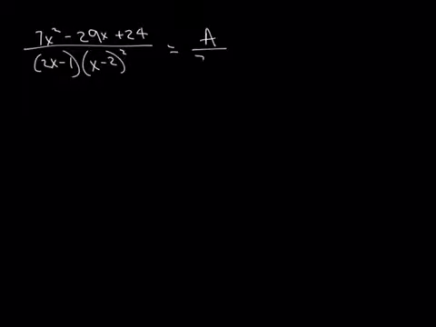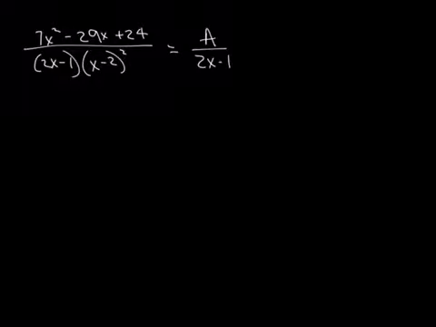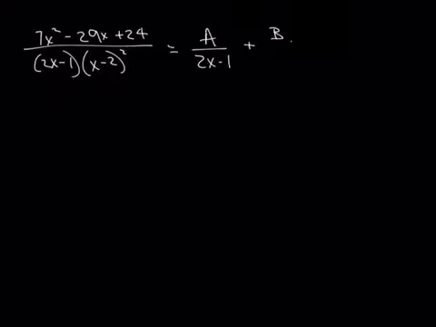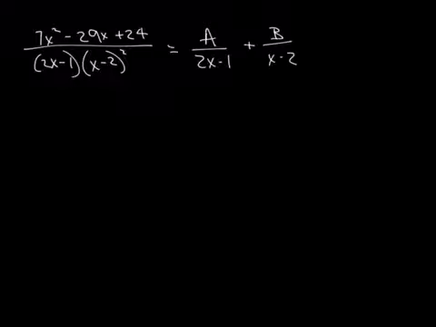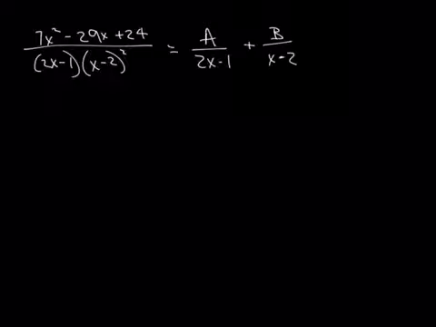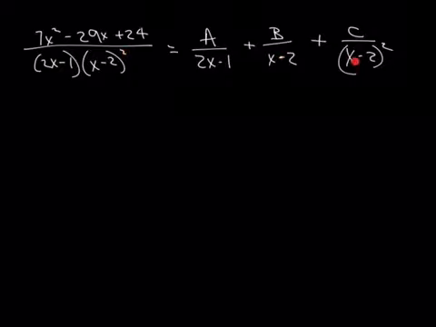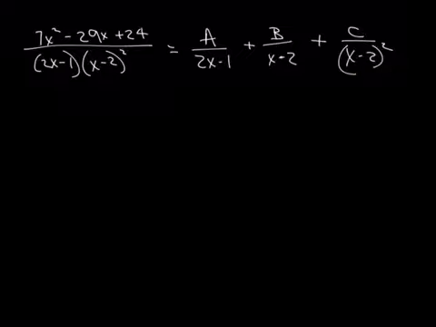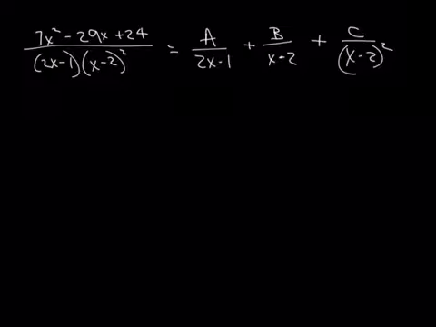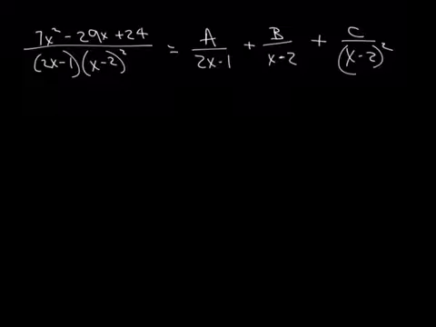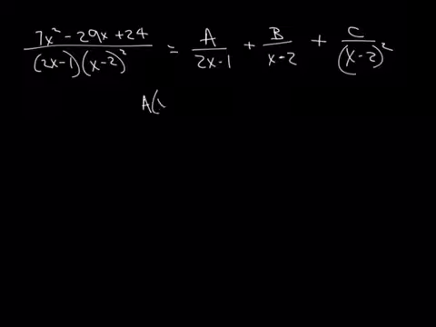A over 2x minus 1, B over x minus 2, and we're going to leave that one alone, plus C over x minus 2, the quantity squared. So remember, when this is a 2, we have it once here and once there. All right, so go ahead and find common denominators. I'm going to assume you can do that. I'm just going to write it out here, what we've got once we find common denominators.